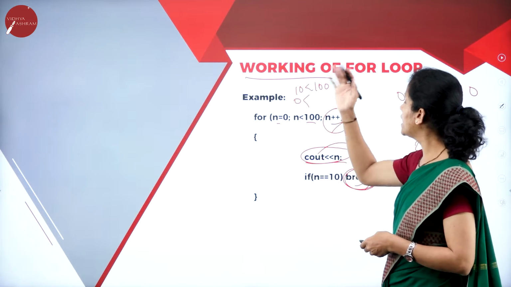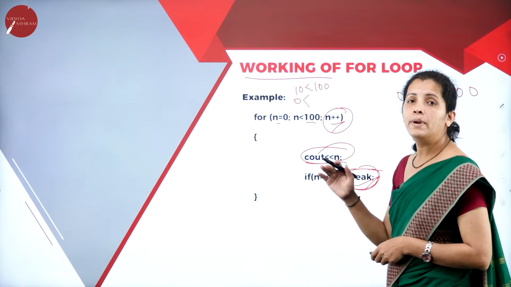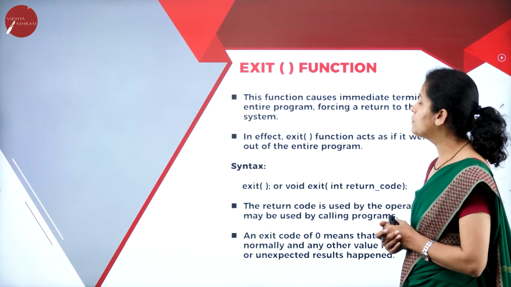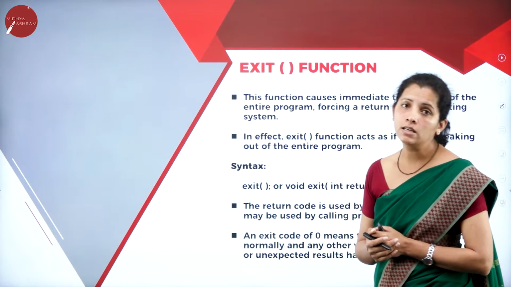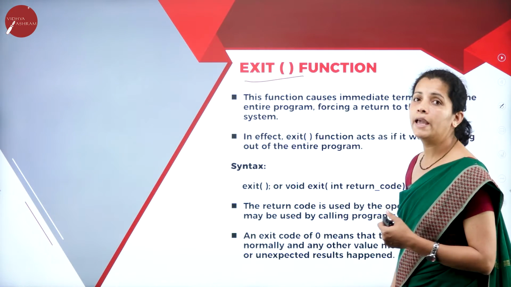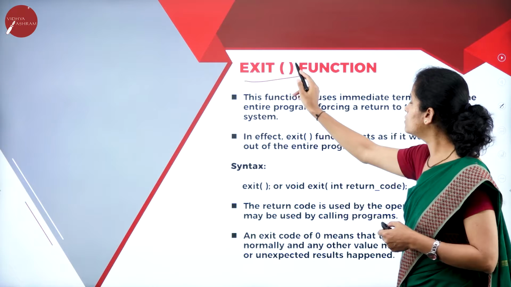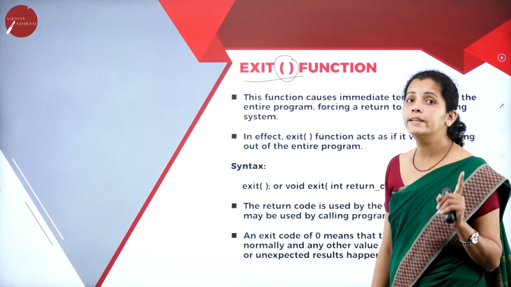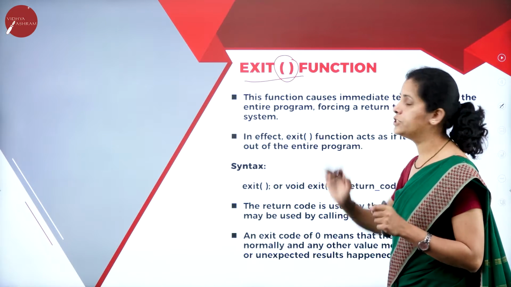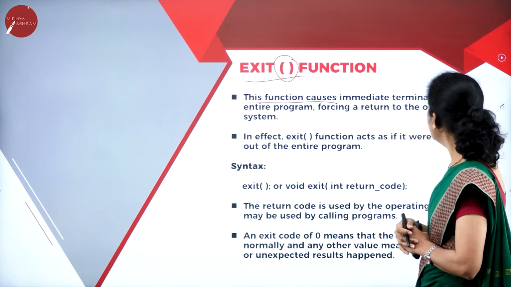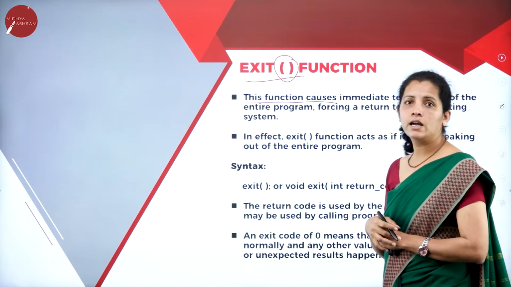This is the way I can use break statements in my for loop. Moving further, I'm going to have another kind of jump statement, that is the exit function. Here it is opening and closing parenthesis, which indicates that it is a function. This function causes immediate termination of the entire program.